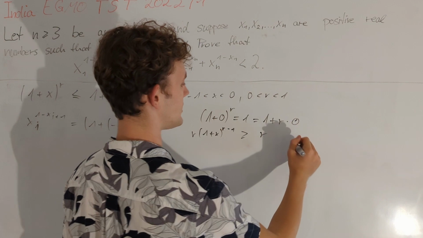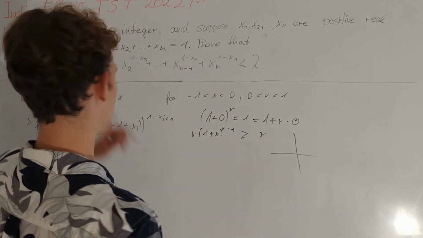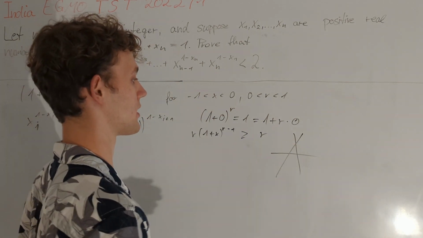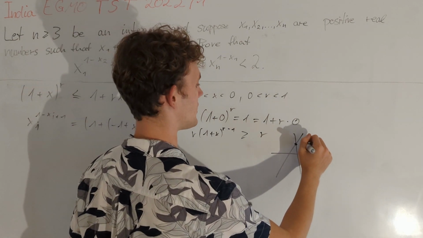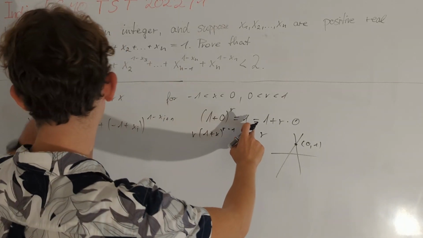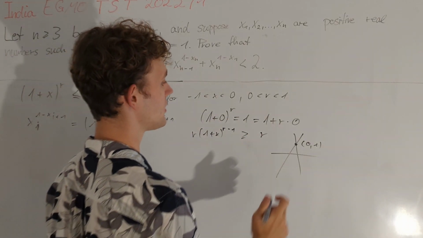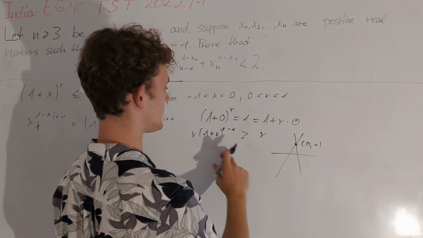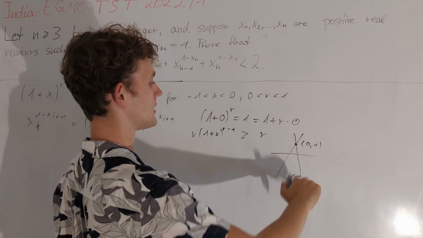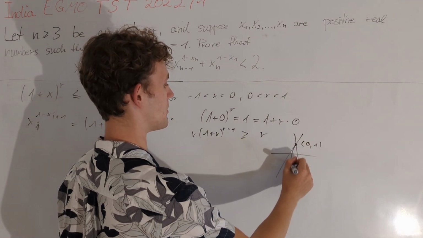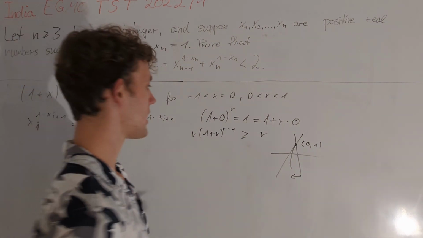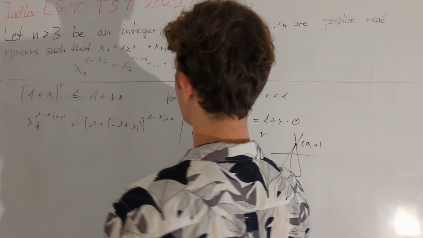Intuitively, we can see this by drawing a diagram. 1 plus rx is just some line. This is the graph of 1 plus rx, where this is the point (0, 1). This tells us that the other graph of (1 plus x) raised to r also goes through that point. But since it has a larger derivative, if we look at x less than 0, it must come from below, which is why our inequality holds in this interval. Now we get back to our problem.